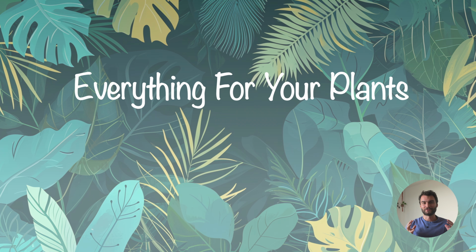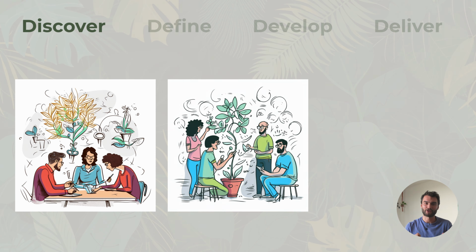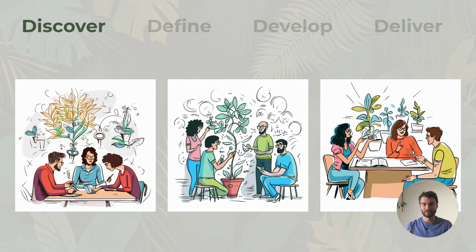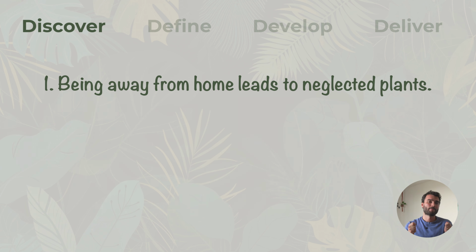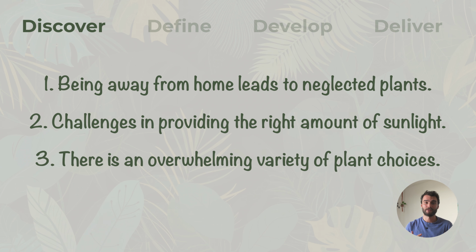So let's take our non-existing company, Everything for Your Plants, also called EVIP, better creative. Let's start in the discovery phase. Through some extensive research, our team uncovers various problems that plant lovers face. These include: 1. Being away from home leads to neglected plants. 2. Challenges in providing the right amount of sunlight. 3. There's an overwhelming variety of plant choices.